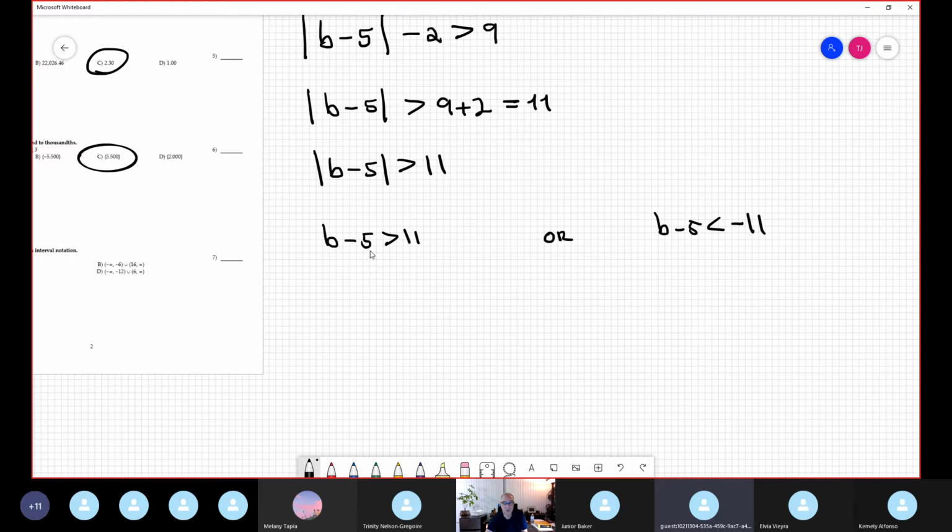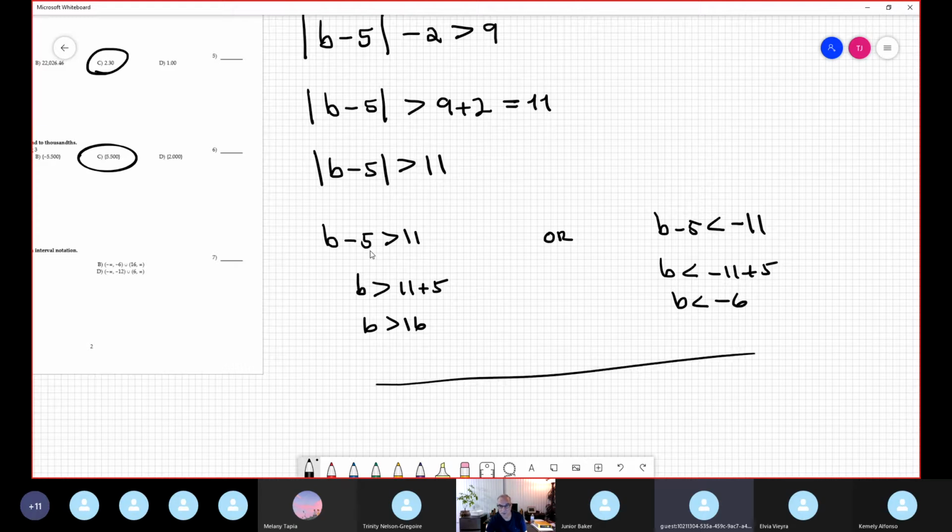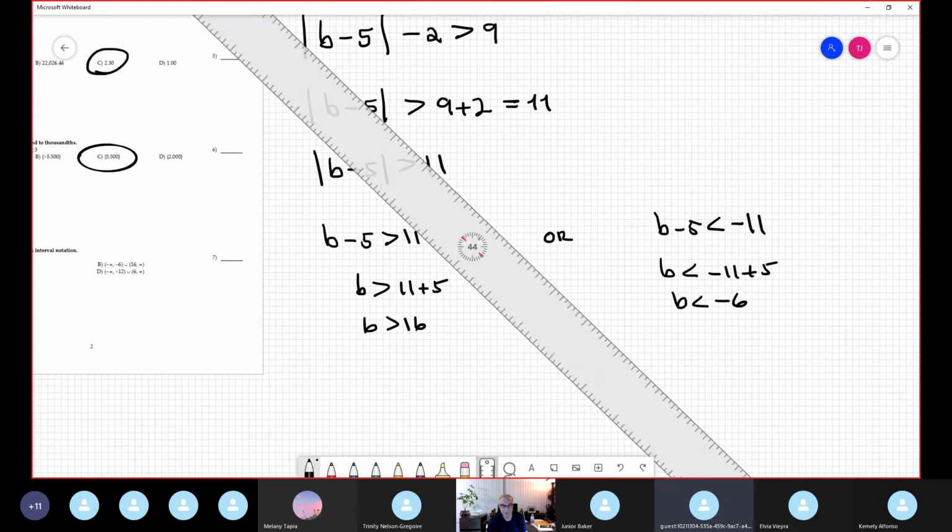Because I know that this inequality has 2 intervals. It's completely disjoint, separate. Let's see how you separate. Well, this is the rule, no? So b is greater than 11 plus 5, which is 16. And this is b less than negative 11 plus 5, which is negative 6. So you visualize this on the number line.